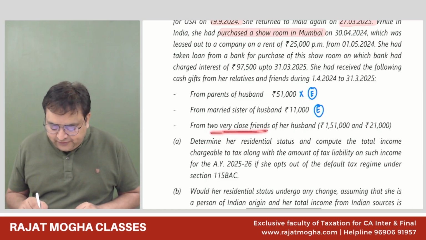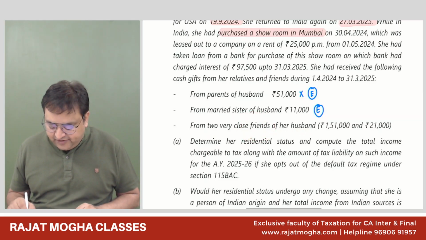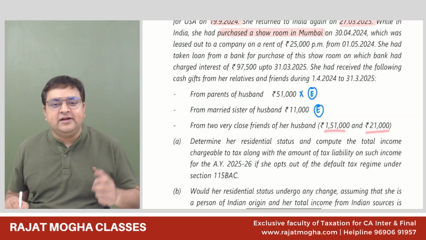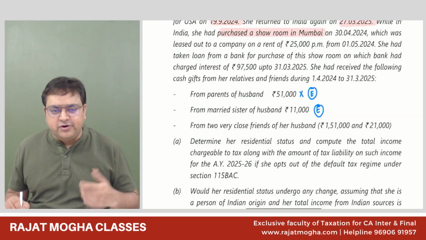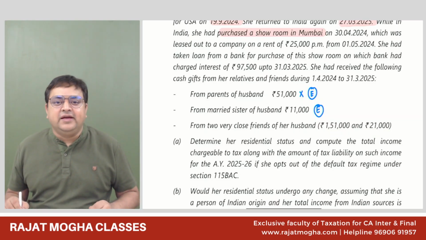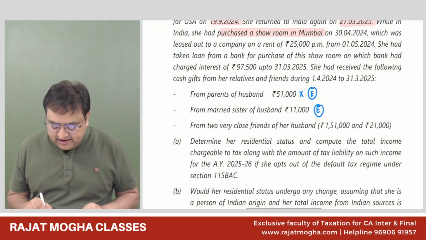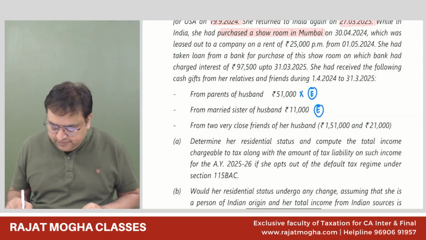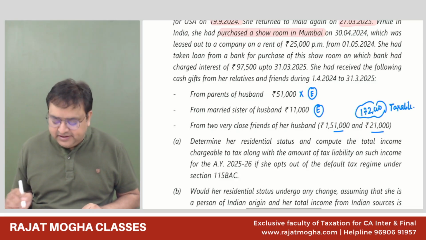From two very close friends of her friend. So if you are receiving from friends, friends is not relative. And how much have you received? 1,51,000 and 21,000. We understand that from other people, if we receive it, and if the aggregate of all the cash gifts, cash gifts means monetary gifts, exceeds 50,000 rupees, then we have to make it taxable. So in this case, they are receiving from friends. So this would be 151 and 21. This would be 1,72,000. This would be a taxable income.